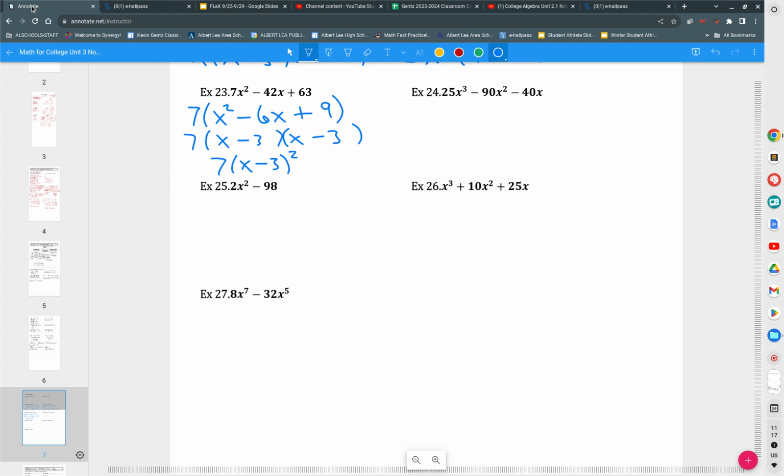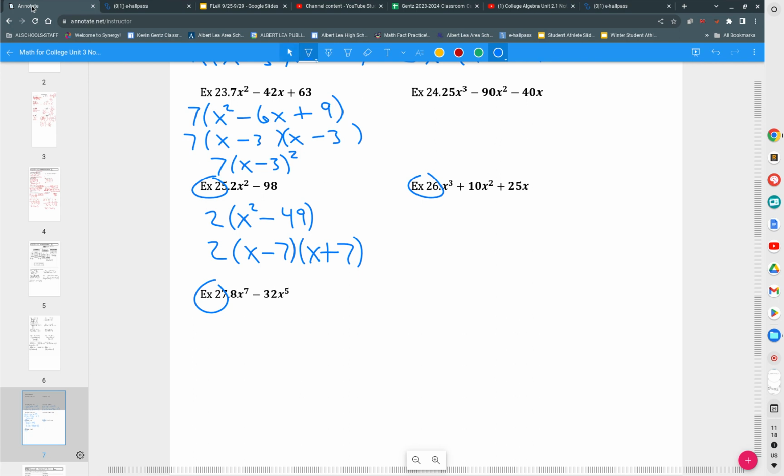Very good. We're going to take a little bit different order here. We're going to do example 25 and 27 and then 26. We're going to do 24 at the end. What can I take out of the next one? A 2. Get x squared minus 49. It's not a trinomial. What is it? Difference of squares. That's our favorite because it factors nice and easy. x minus 7, x plus 7.